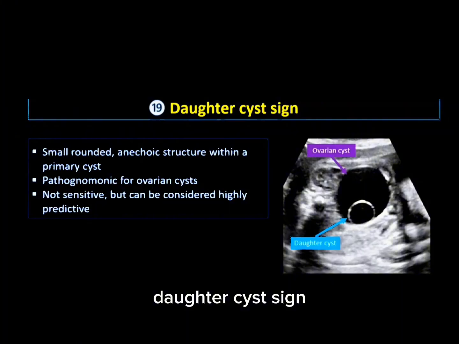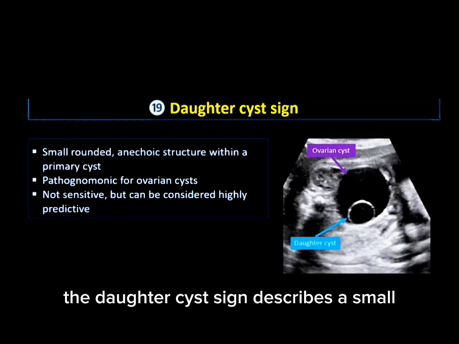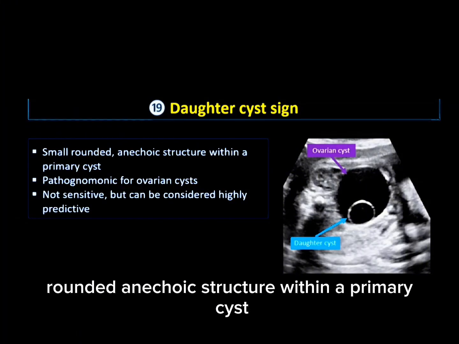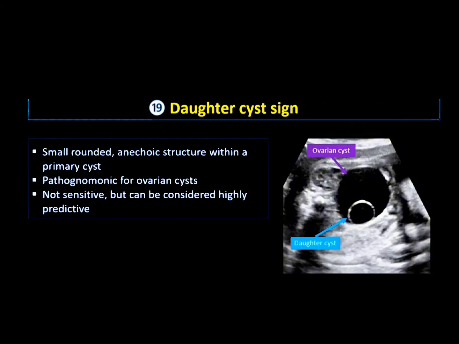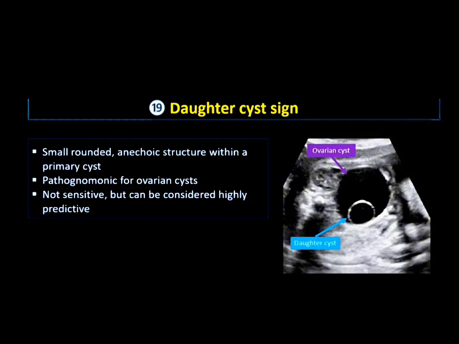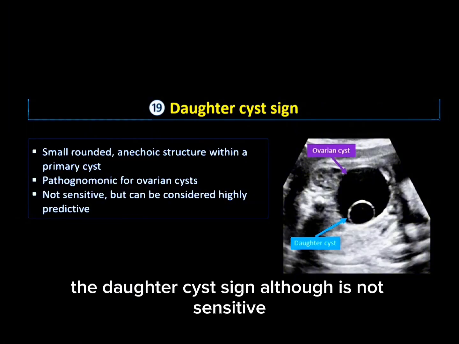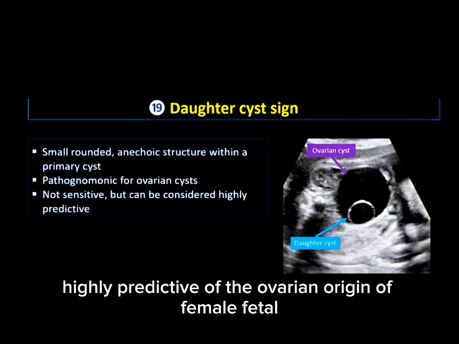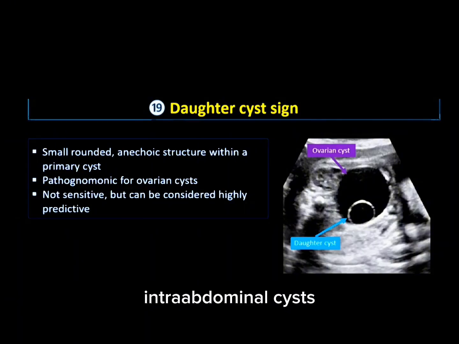Daughter cyst sign. The daughter cyst sign describes a small rounded, anechoic structure within a primary cyst. It is reported to be pathognomonic for ovarian cysts. The daughter cyst sign, although not sensitive, can be considered highly predictive of the ovarian origin of female fetal intra-abdominal cysts.